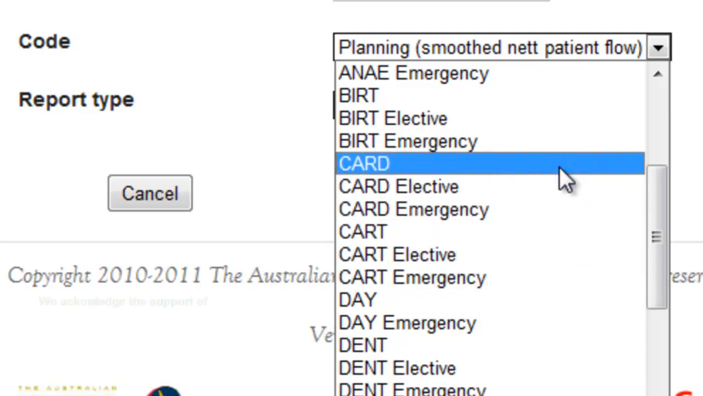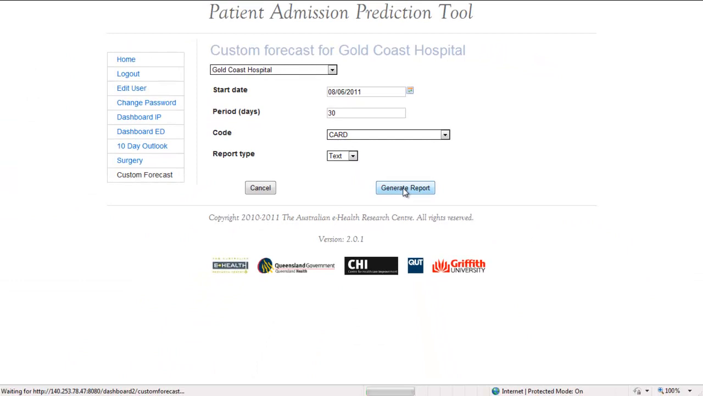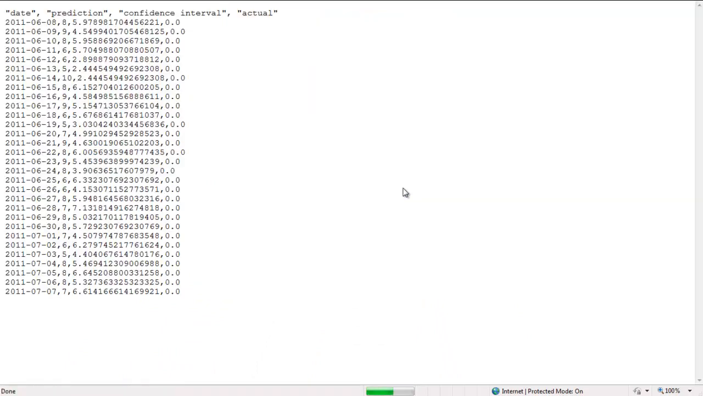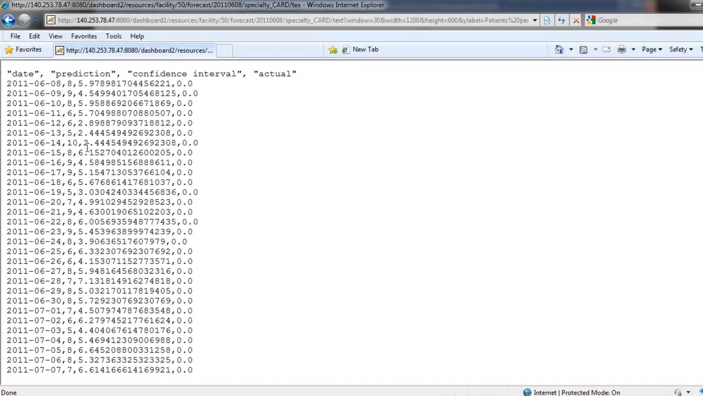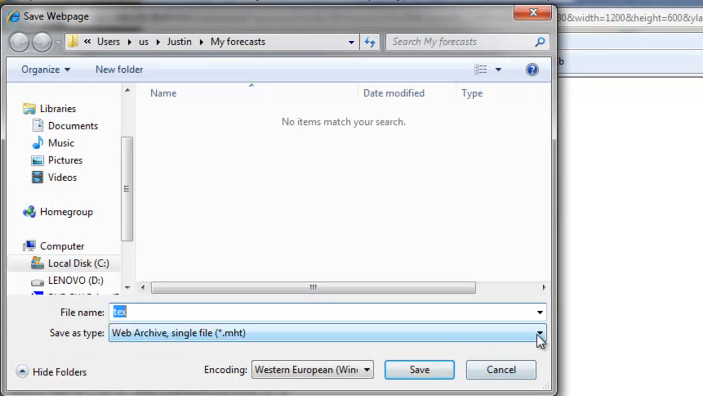One of the useful features of this is I can export this information as text for a particular facility and then input that into another application. So if I just choose text, then using the browser, I can save that as a text file and call it a unique name that represents the facility.